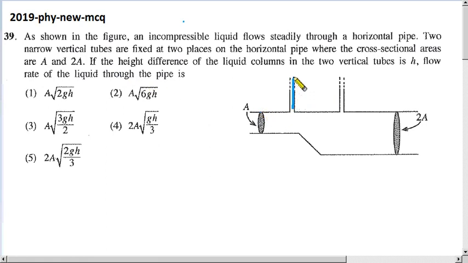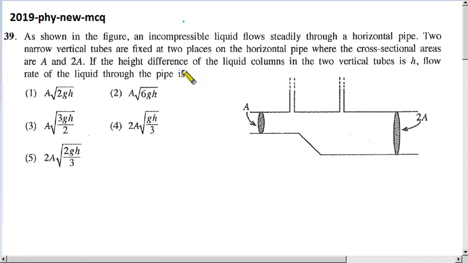So liquid flows through the horizontal pipe, and these are narrow vertical pipes. There are small vertical pipes, narrow vertical pipes, where the cross-sectional area is A here, and the cross-sectional area is 2 times A here. They have shown it here, but it doesn't matter, the same, since these lines are parallel.